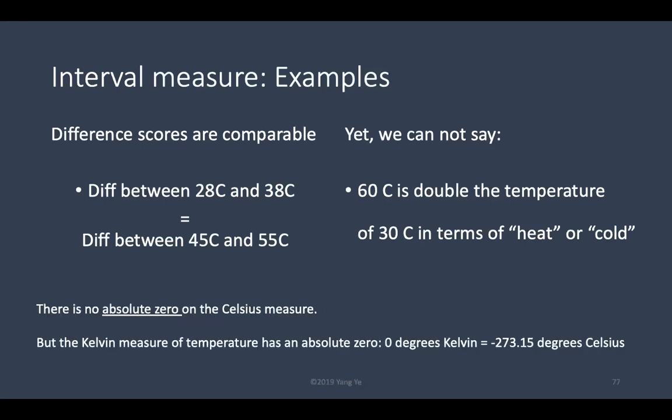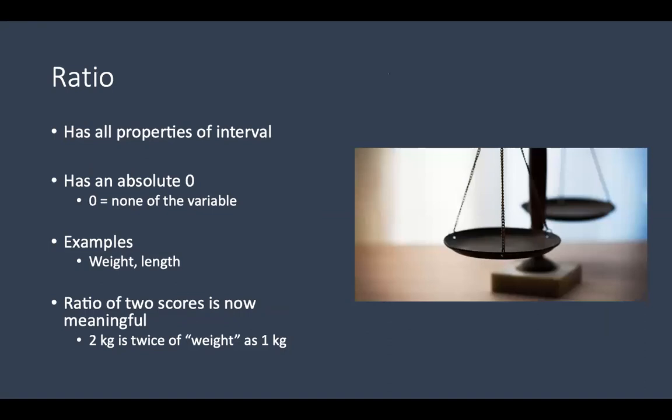If you have a meaningful zero point, then the score is on a ratio measure, a ratio level of measurement. So ratio scores have all the properties of interval scores, but they also have an absolute zero, zero indicating that there's none, the absence of the property being measured. So a zero in weight means there's an absence of weight, and zero in length means there's an absence of length.